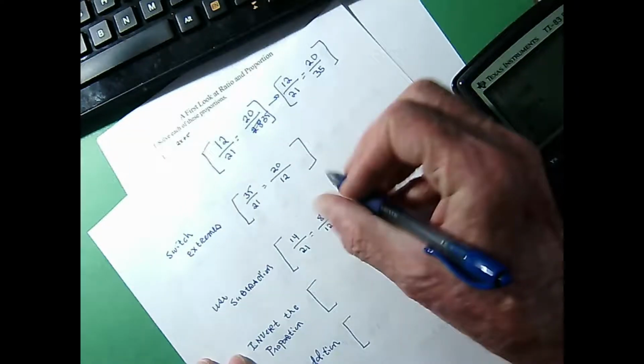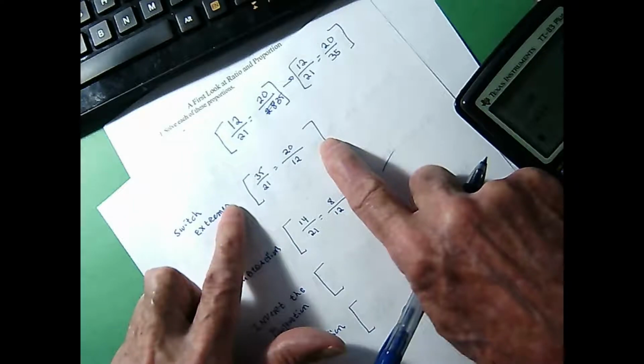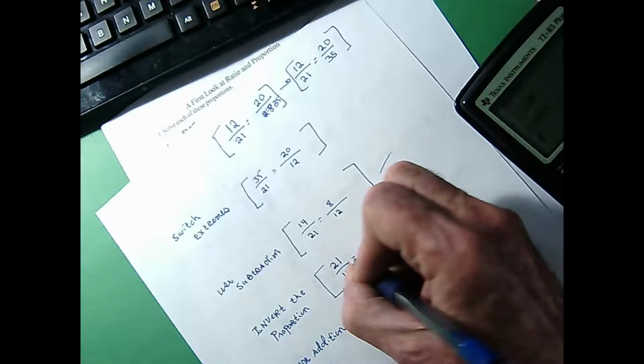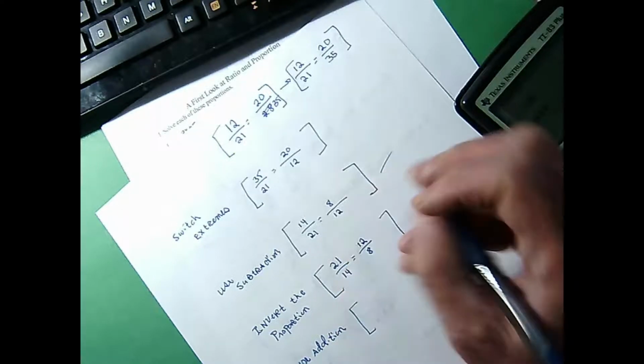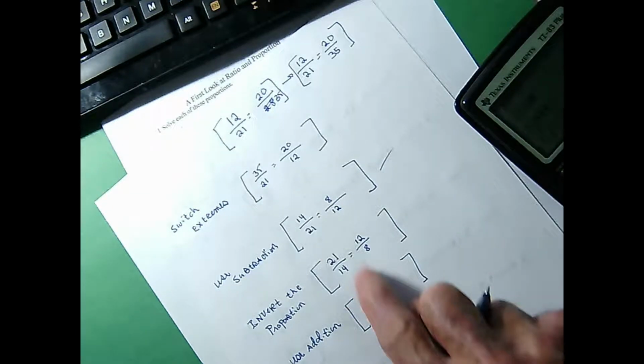I say that's truthful. Then it asks me to invert the proportion. Now I'm going to invert the last proportion. I'm doing these successively. If I were to invert it, it'd become 21 over 14 equals 12 over 8. I know that that's also a valid proportion. I would have the same cross products as the last one does.